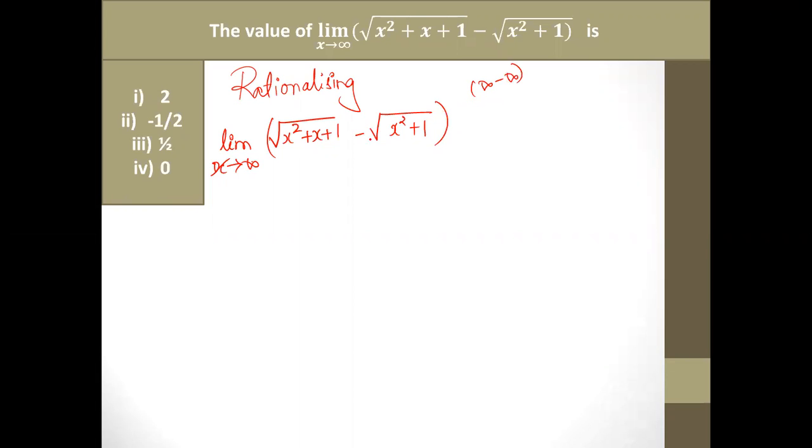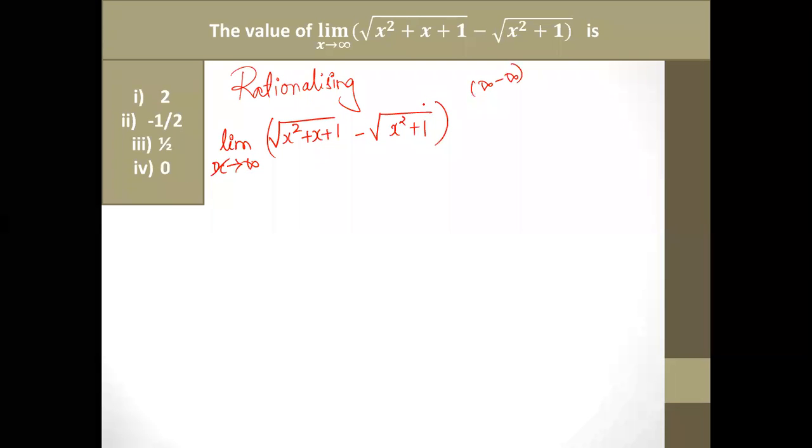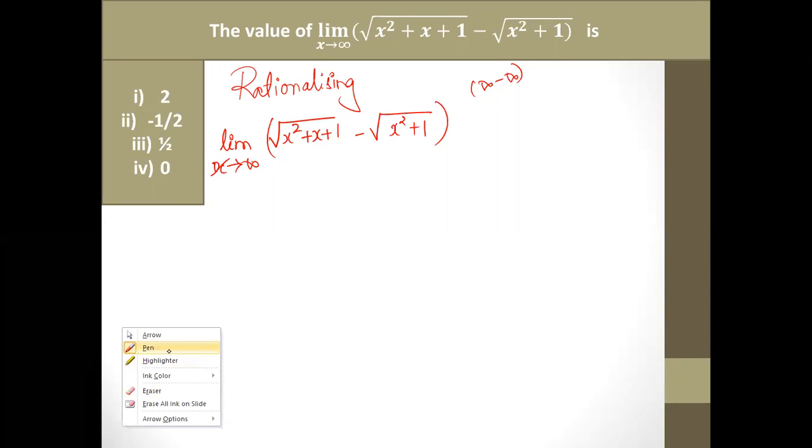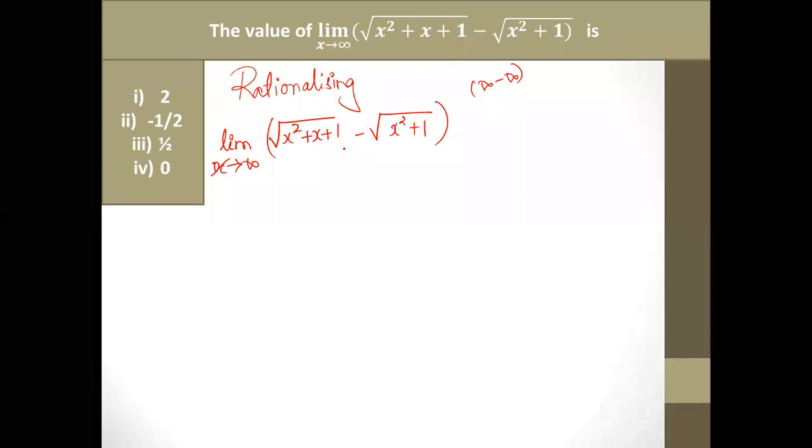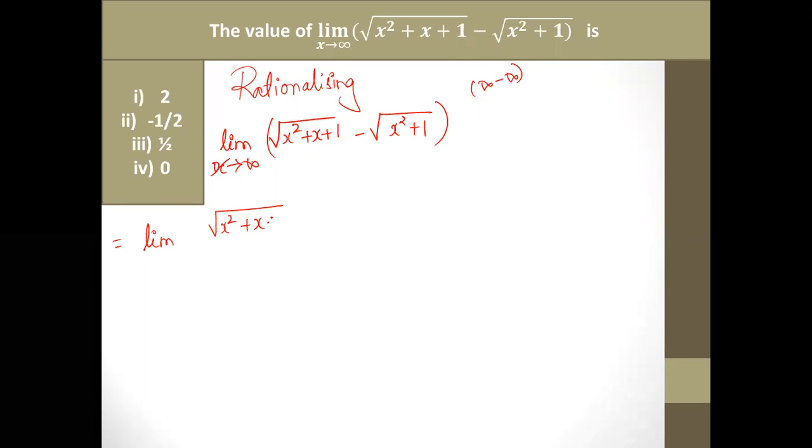When you see the square root term, you should remember quickly that we have to go for rationalization. So what is the rationalizing factor of the numerator? It is limit of square root of x square plus x plus 1 minus square root of x square plus 1. Write it as it is. Multiply and divide by the rationalizing factor of this. Here it was minus, here it becomes plus.